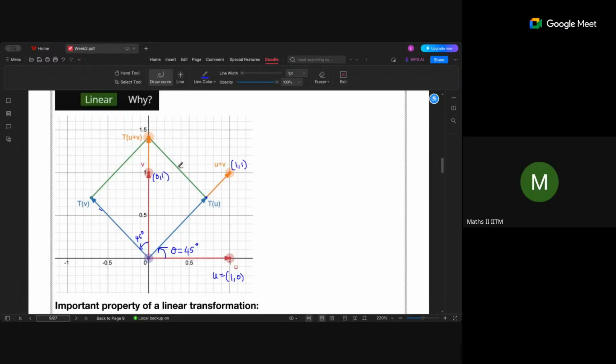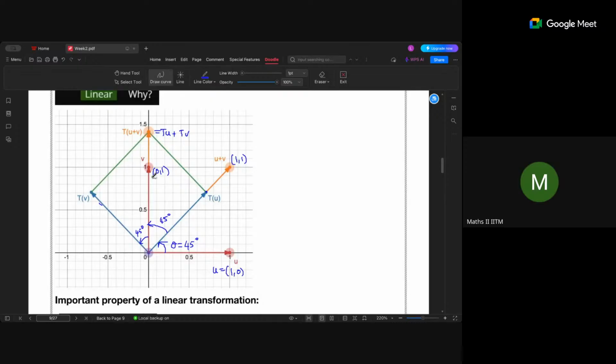And what is your T of U plus V? 1, 1 shifted by 45 degrees. When it is shifted by 45 degrees, it will go to the y-axis, to this point here, so it is 0, 1.5. Also, what is TU plus TV? Again by the parallelogram law, this should be your TU plus TV. So at least for this specific case, are you able to visualize that T of U plus V is equal to T of U plus T of V? Yes, ma'am. So in general, this is what will happen.